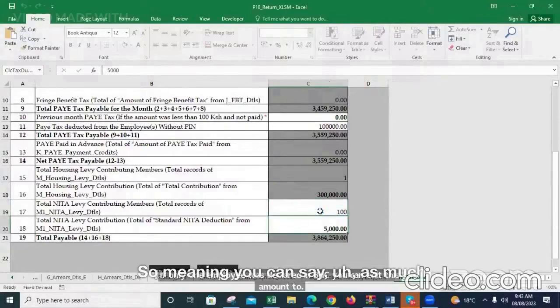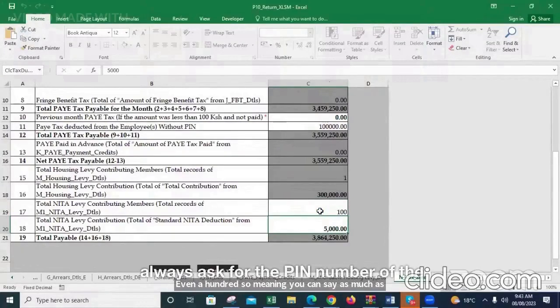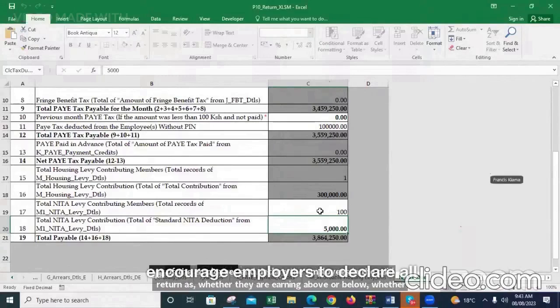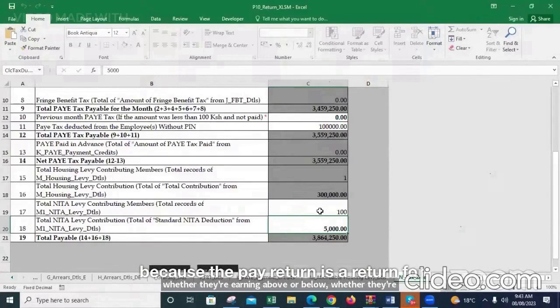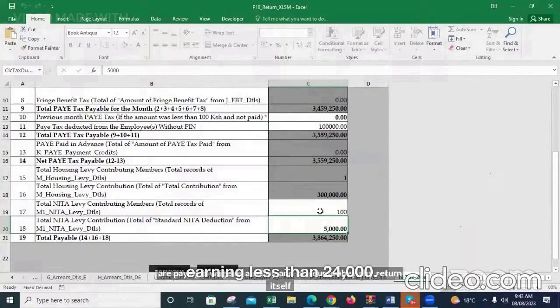As much as we encourage all employers to always ask for the PIN number of the employees and declare the employees in the PAYE return, whether they're earning above or below 24,000 per month, it is imperative that employers declare all those employees, because the PAYE return is a return for anyone you are paying a wage or a salary. And of course, the PAYE return itself will calculate a zero PAYE for anyone earning less than 24,000.